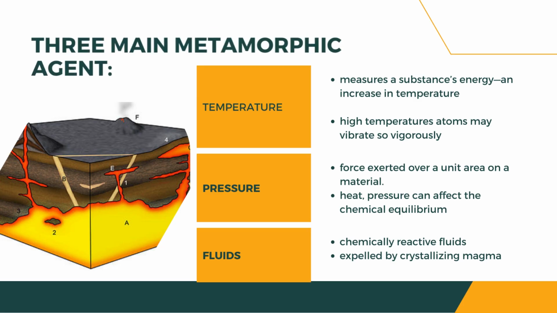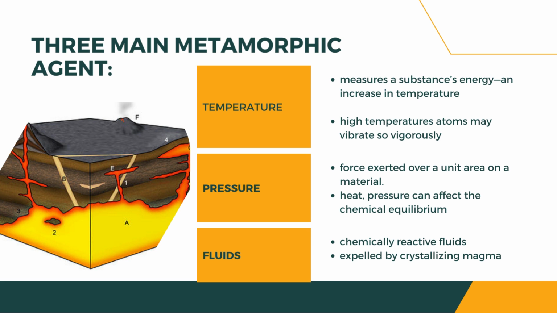There are three main metamorphic agents: temperature, pressure, and fluids. Temperature measures a substance's energy. An increase in temperature represents an increase in energy. Temperature changes affect the chemical equilibrium or Gibbs balance in minerals. At high temperature, atoms may vibrate so vigorously they jump from one position to another within the crystal lattice, which remains intact. In other words, this atom swapping can happen while the rock is still solid.